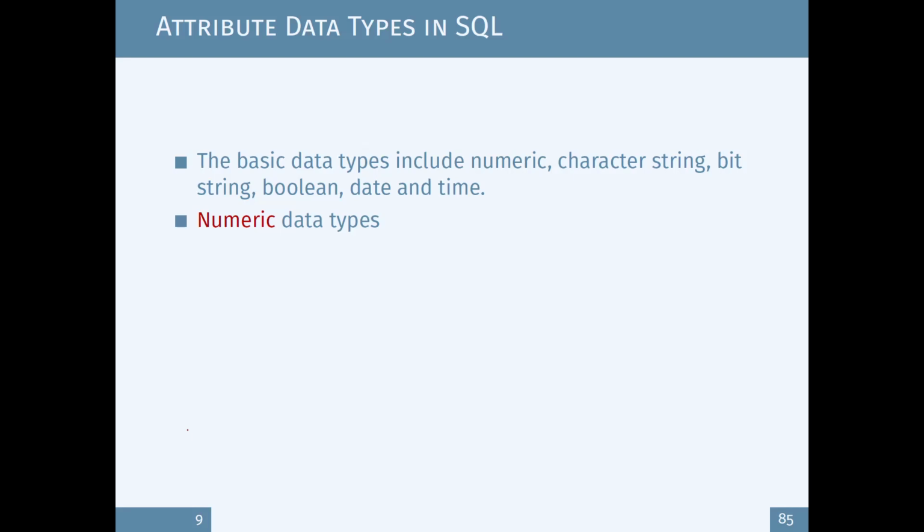Now, any data can be put in as numeric data. That means you have numbers, or character strings, you can have some text. Bit strings, which sometimes we call binaries, you can have ones and zeros. Boolean, normally you can have true and false values. And the last one is you can have date and times.